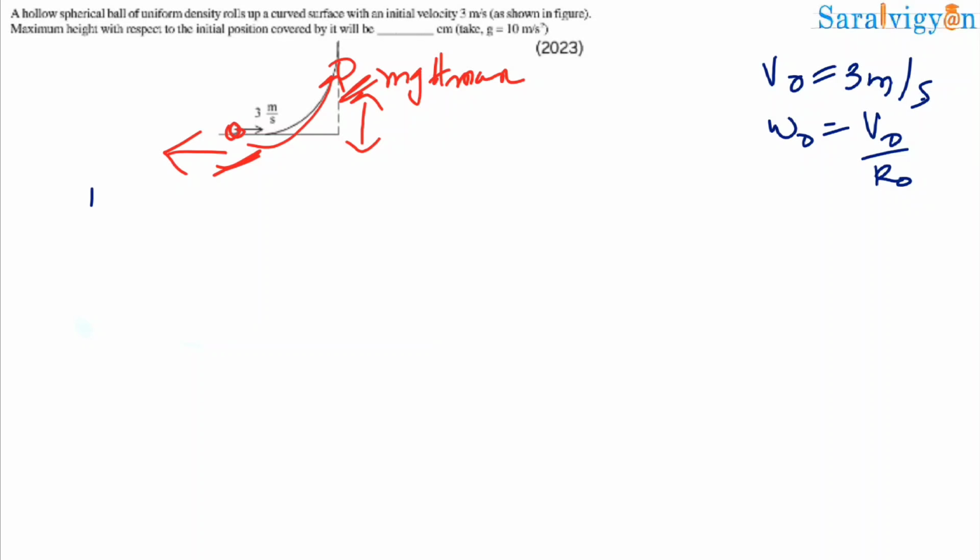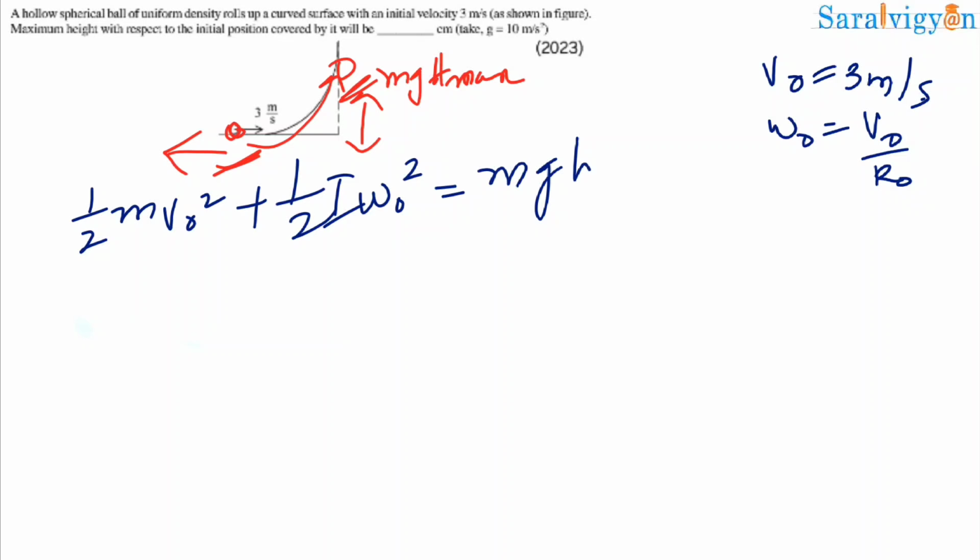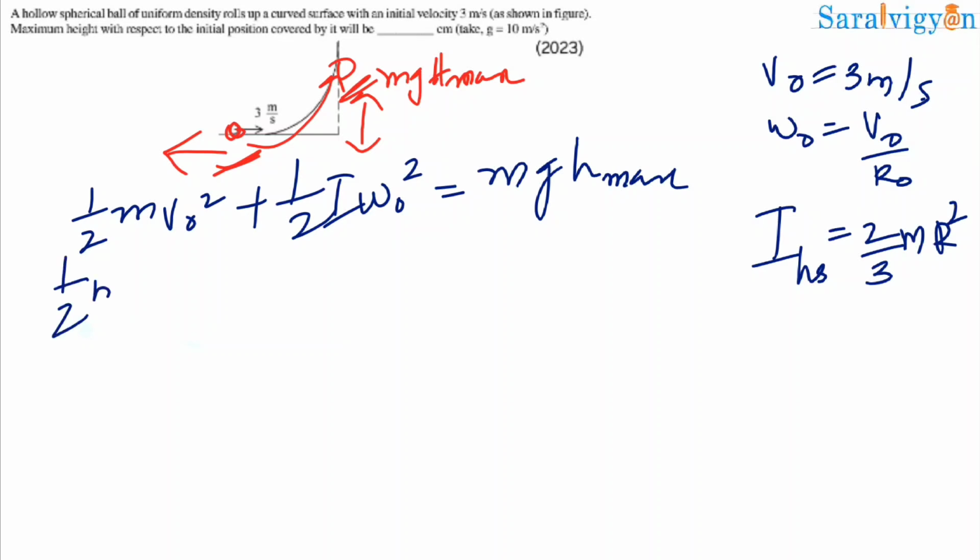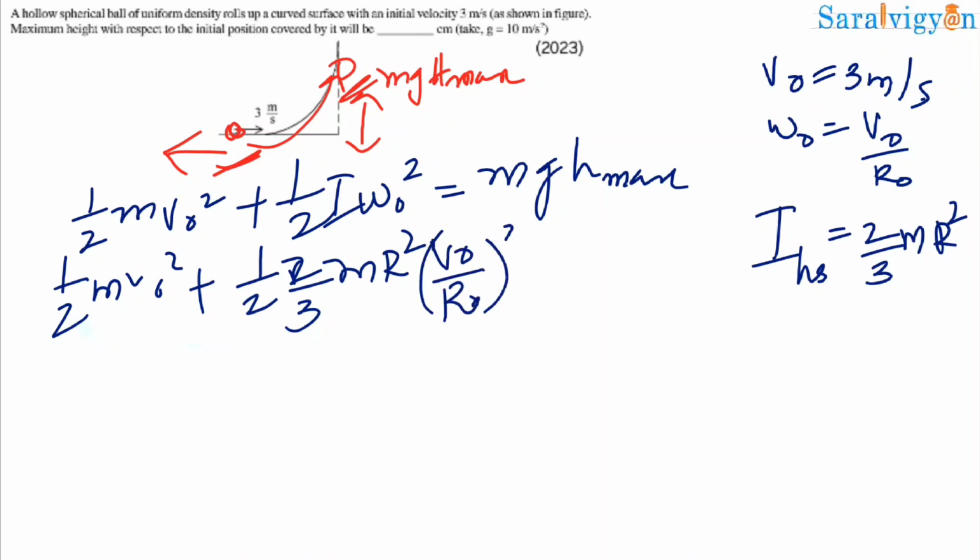So we have total kinetic energy, which is half mv square, our translational kinetic energy, plus half I omega 0 square, equal to mg h max. And we know for a hollow spherical ball, the moment of inertia is equal to 2 by 3 mr square. Now we can substitute it. So we have half mv0 square plus half into 2 by 3 mr square into (v0 by r0) whole square is equal to mg h max.